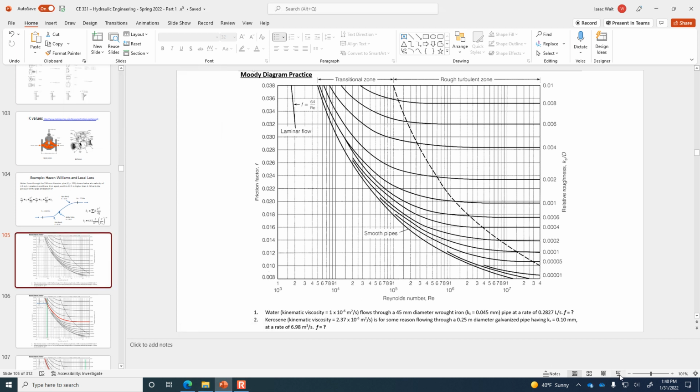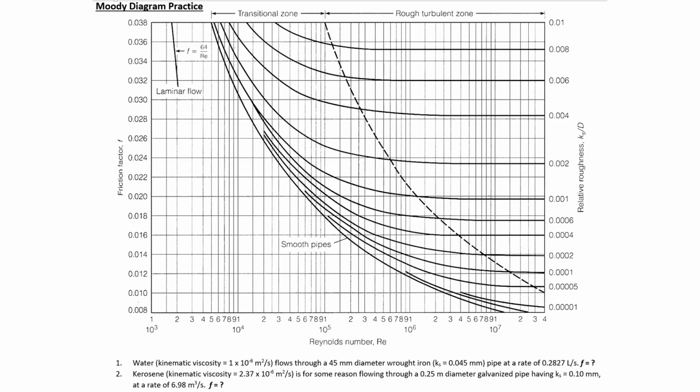So in the first of the two, the water is flowing at a rate of 0.2827 liters per second. So that's, in other words, 2.827 times 10 to the minus fourth cubic meters per second. And you can see that I've calculated the area of the pipe here on the whiteboard. The area of the pipe is 1.59 times 10 to the minus third meters squared.